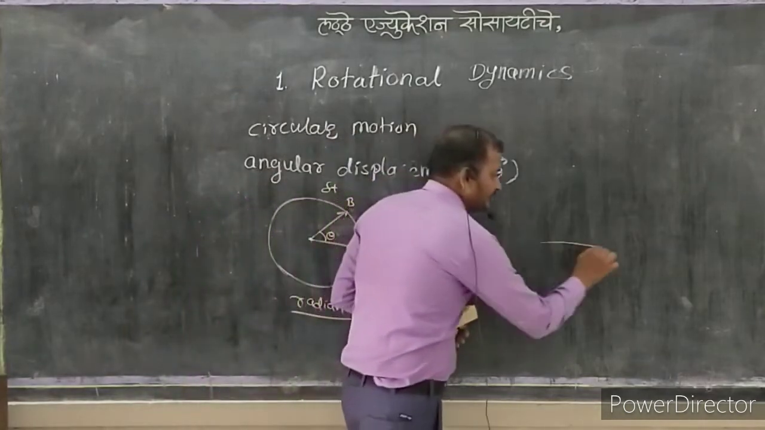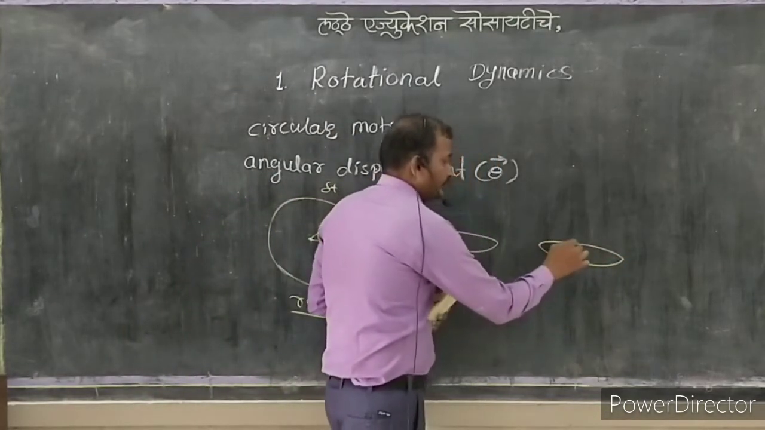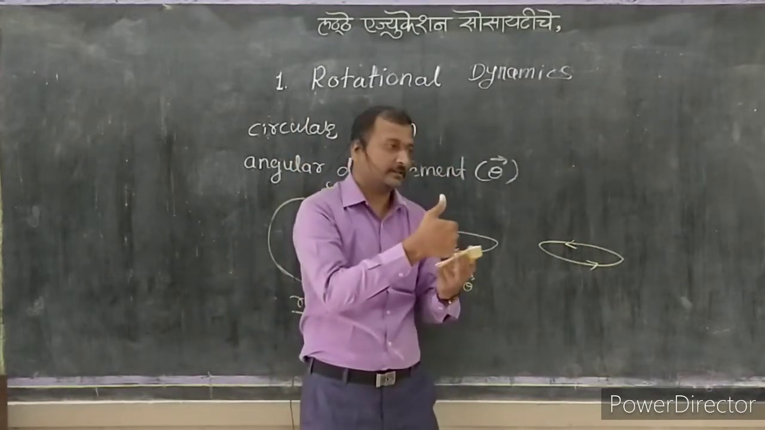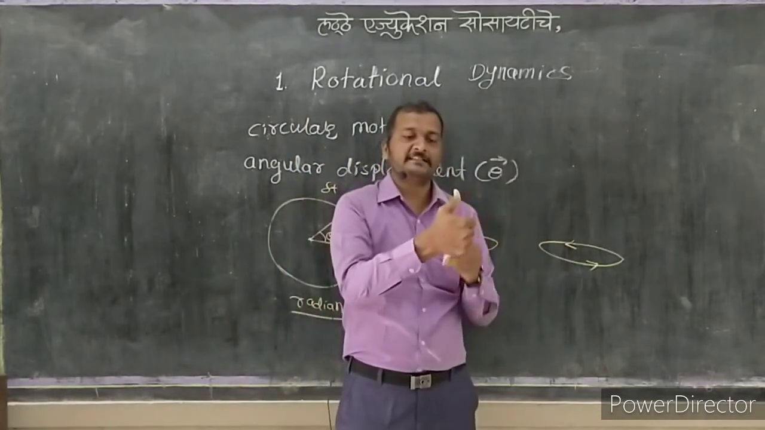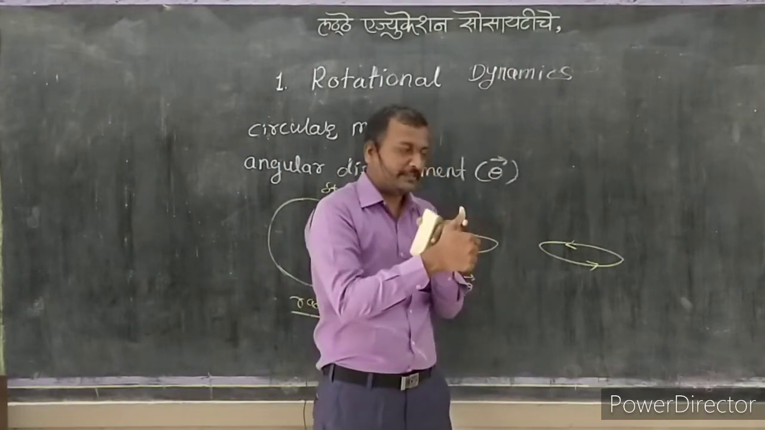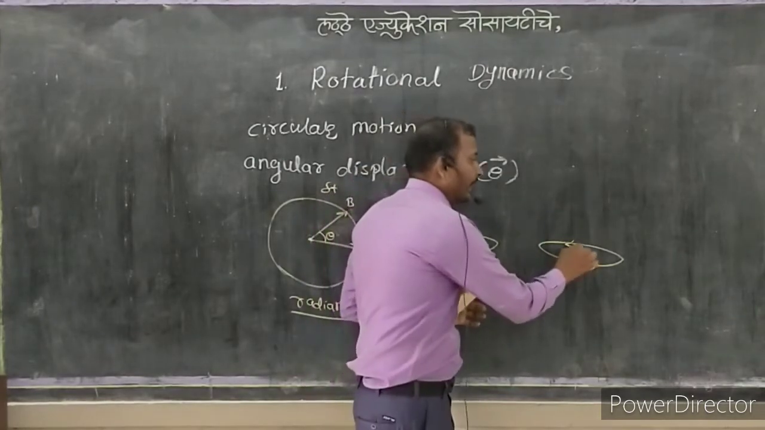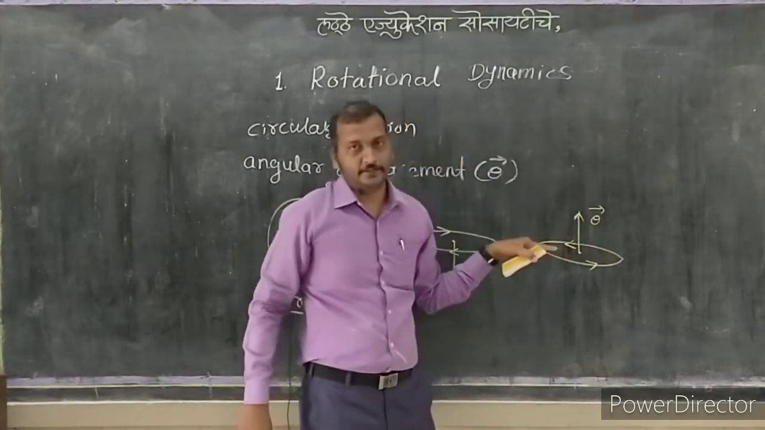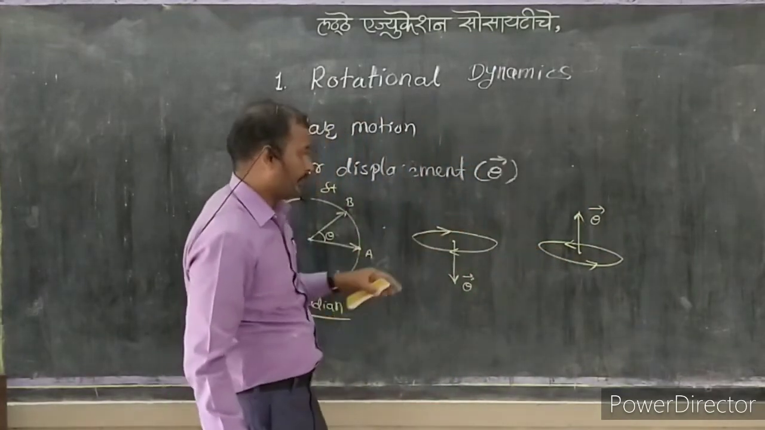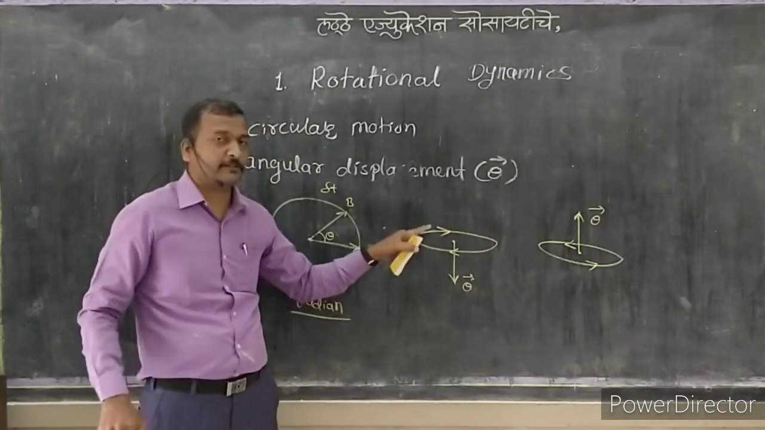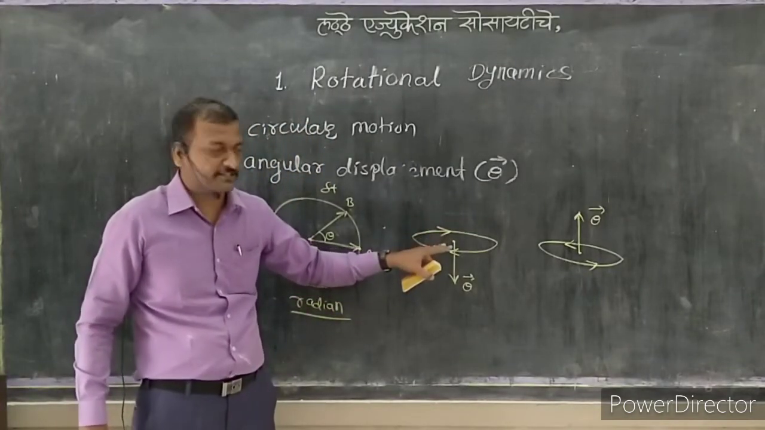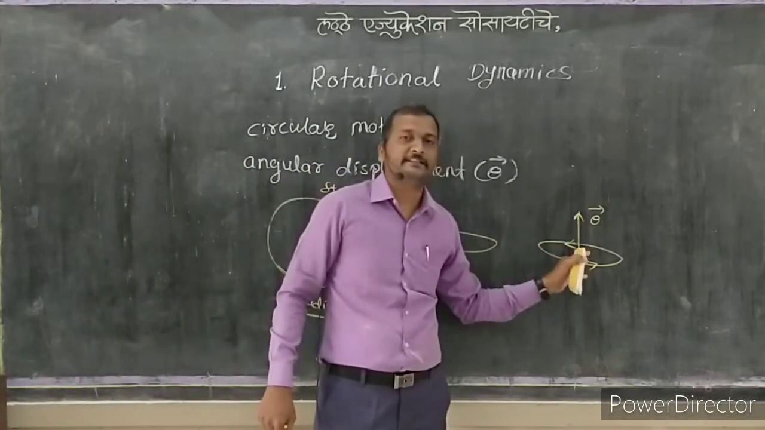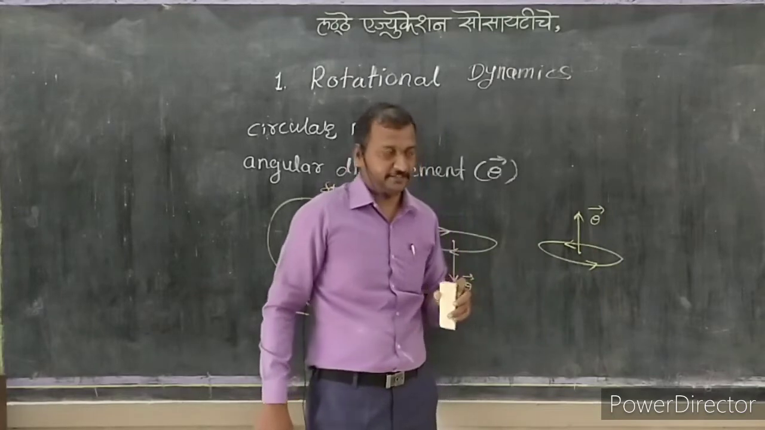If the particle is in circular motion in anticlockwise direction, then according to the right hand rule, the direction of the angular displacement is along the direction of the thumb, which in this case is upward, perpendicular to the plane of the circular motion. So if the motion of the particle is clockwise, it is in the downward direction, and if the motion of the particle is anti-clockwise, it is in the upward direction.